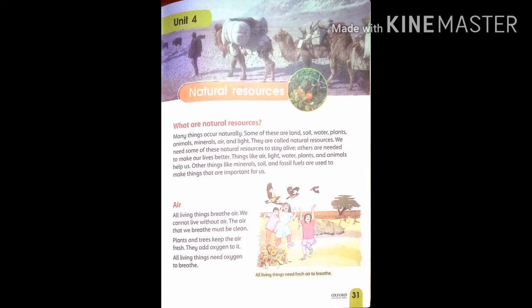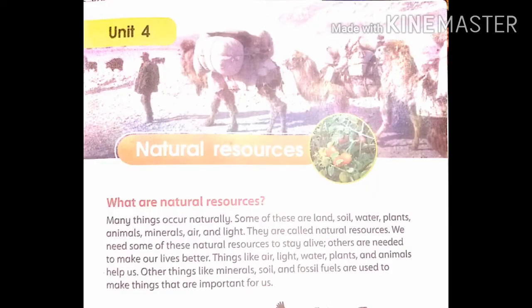Natural Resources. Actually, natural resources are resources that exist without any actions of human beings. For example, air, water, light, animals, plants, etc.